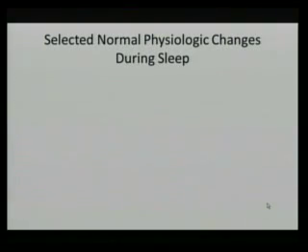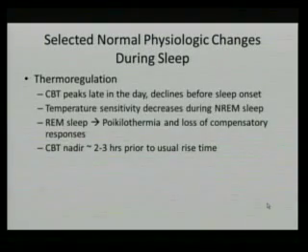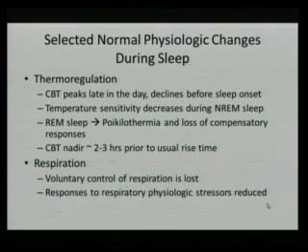So what happens during sleep to physiology? Well, thermoregulation changes for one thing. Core body temperature tends to peak late in the day, and it's going to start declining before sleep onset. And during REM sleep, we actually become poikilotherms, meaning we have loss of compensatory responses. We don't shiver. We don't generate heat. And our core body temperature minimum happens about 2 to 3 hours prior to the usual rise time.